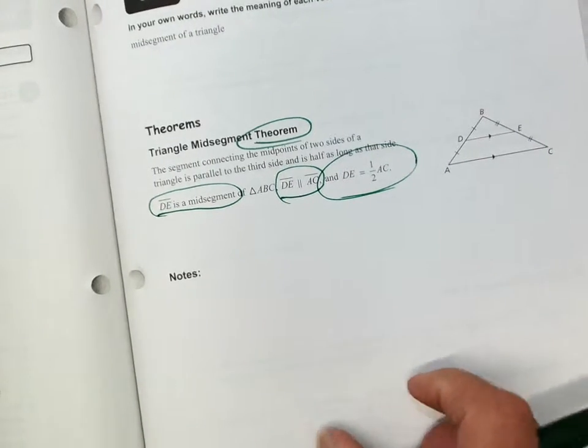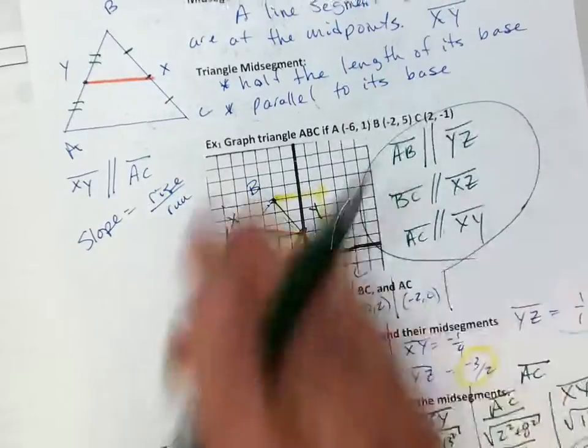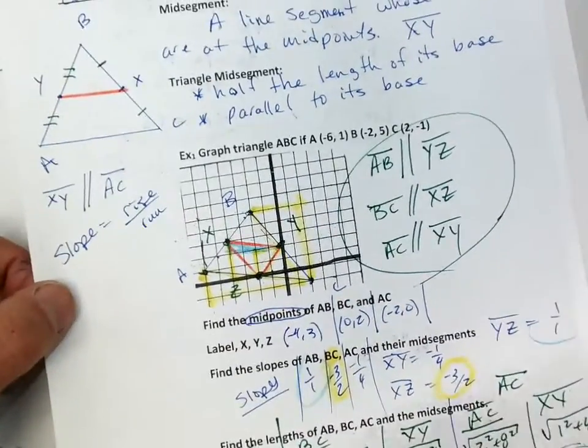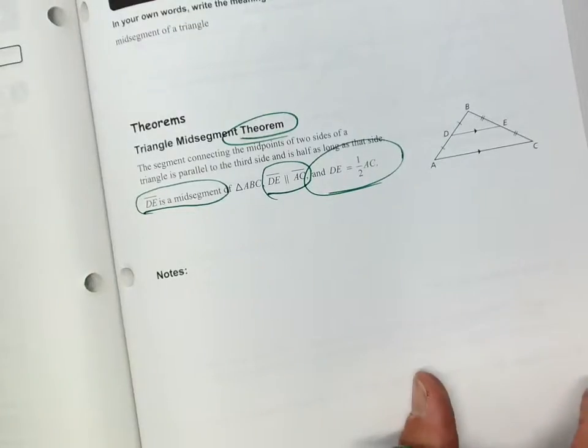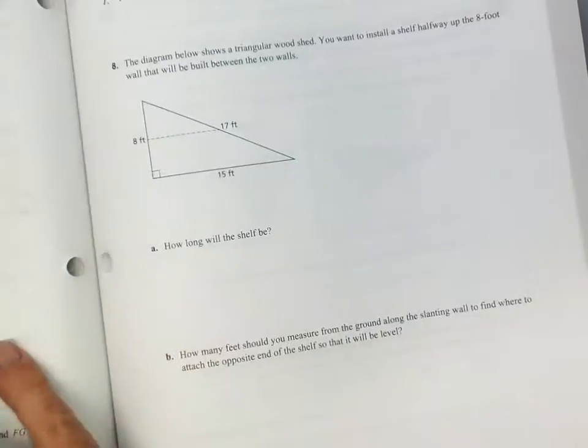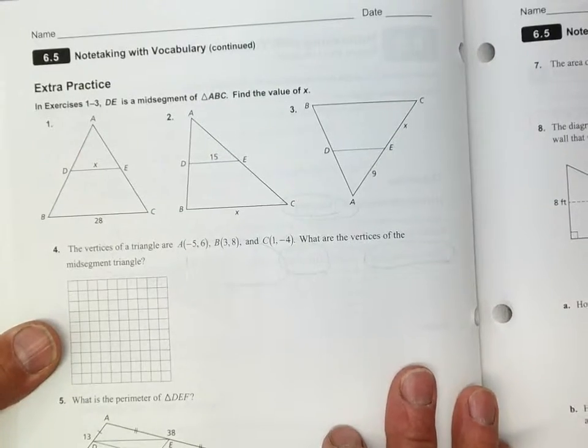The proof is here. I know you don't like proofs. Most kids don't like proofs. But we actually proved this theorem. Now, turn the page. Let's take a look at it. It's pretty easy. So you ready? Mid-segment. Half as long.